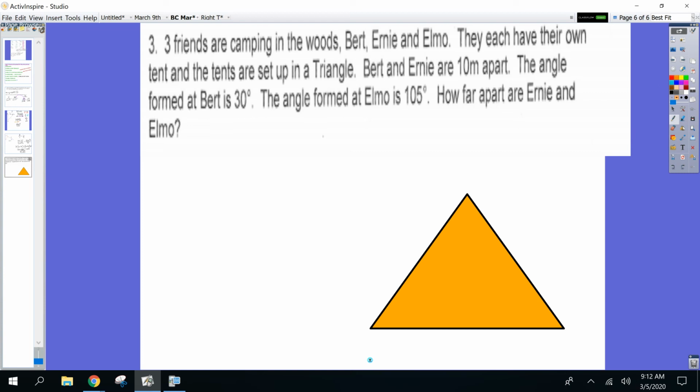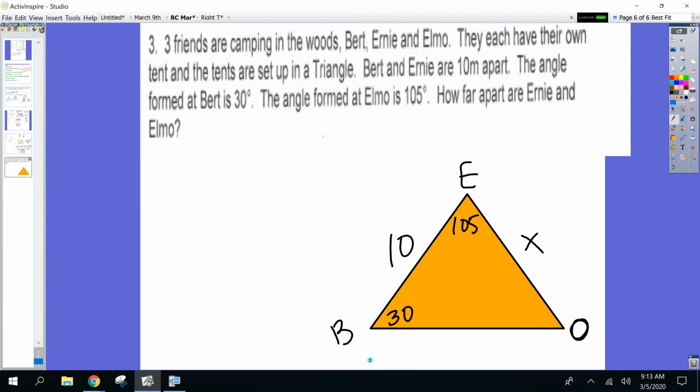We have these three friends in the woods. Their tent forms a triangle. So we got Bert, we got Ernie, and I can't use E again, so I'm just going to use O. Elmo, all right? Bert and Ernie are 10 meters apart. The angle formed at Bert is 30. The angle formed at Elmo is 105. How far apart are Ernie and Elmo? What's your move? Do I have all that right?